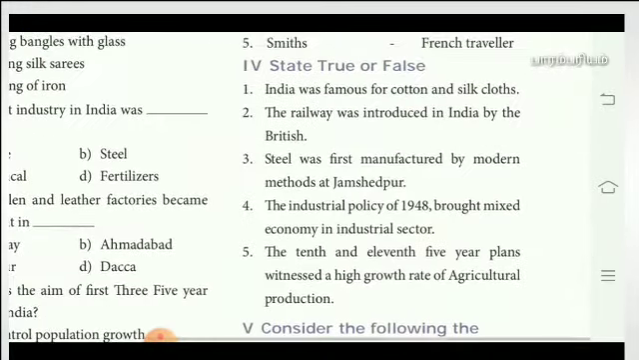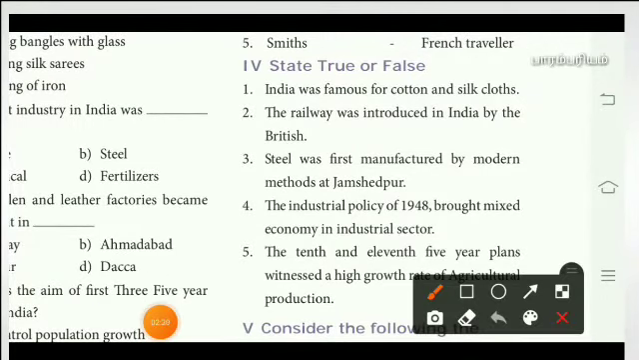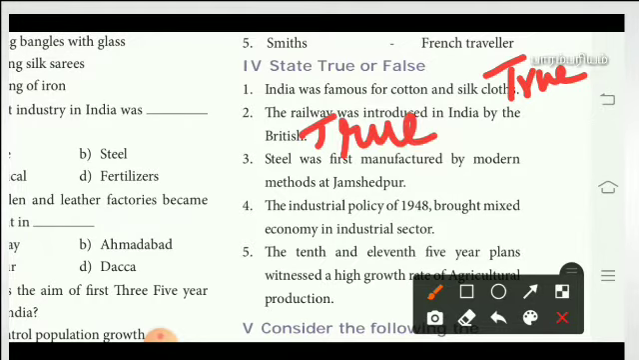Then we pass on to the true or false. India was famous for cotton and silk cloths. The answer is true. Second one is, the railway was introduced in India by the British. The answer is true. The third one, steel was first manufactured by modern methods at Jamshedpur. The answer is false.